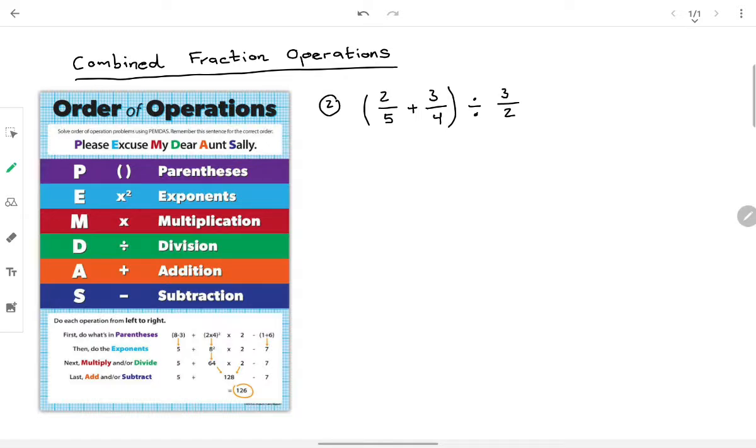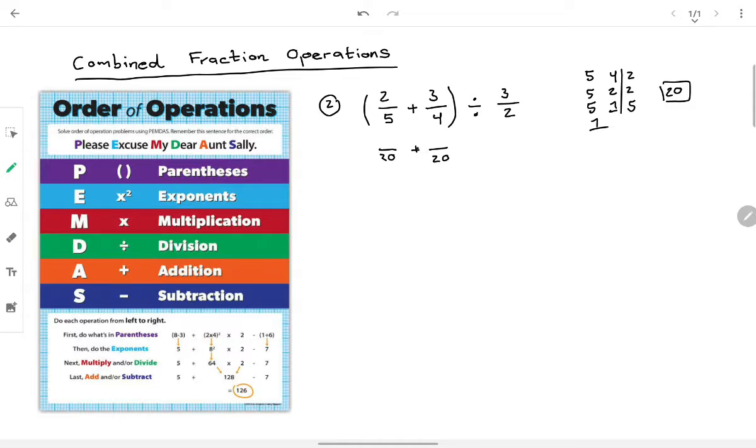So let's see, in this second exercise we have a parenthesis. So remember, parenthesis is the first part of the operations that we will be doing. So in this case, first I will do the addition and then the division. So for doing the addition, we need to look for the common denominator between 4 and 5. That will give us 20. So we need to change these fractions to 20ths.